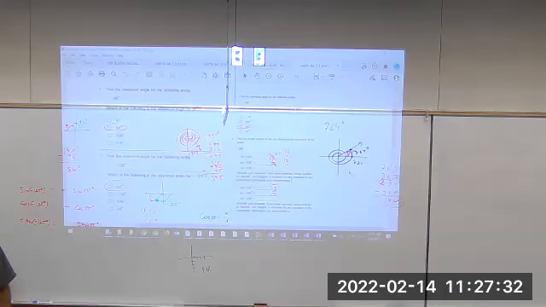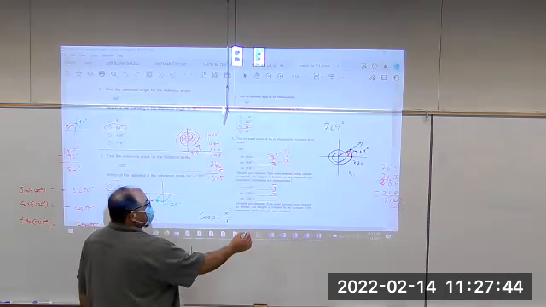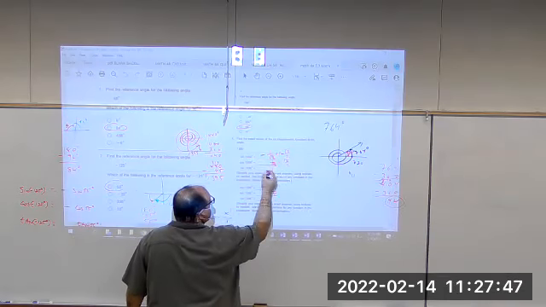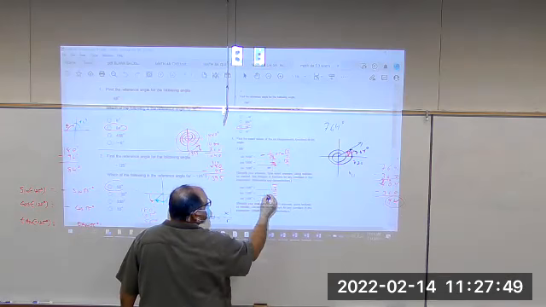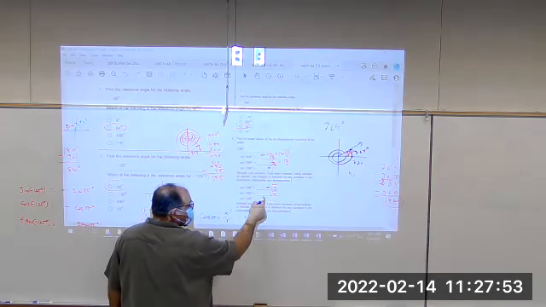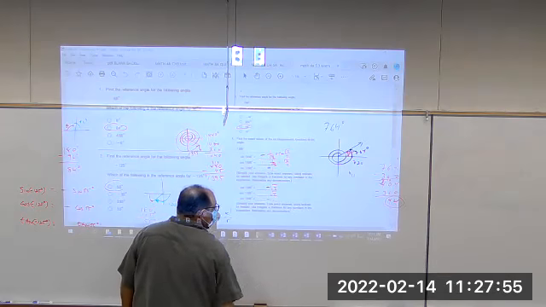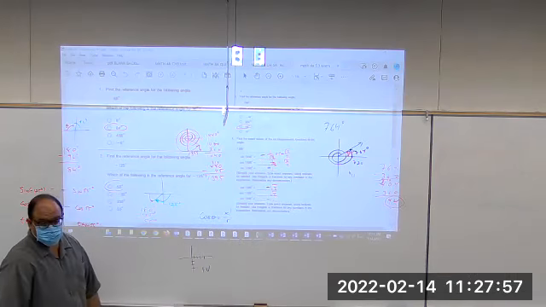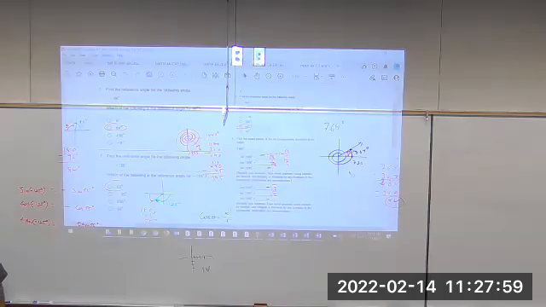Tangent is y over x. Y's are negative, x is positive, negative over positive. Tangents are negative in quadrant 4. The reciprocals are the same sign as the originals. So sine is negative, cosine is positive, tangent is negative. Cosecant, the reciprocal, would be negative, secant is positive, cotangent is negative. All done.